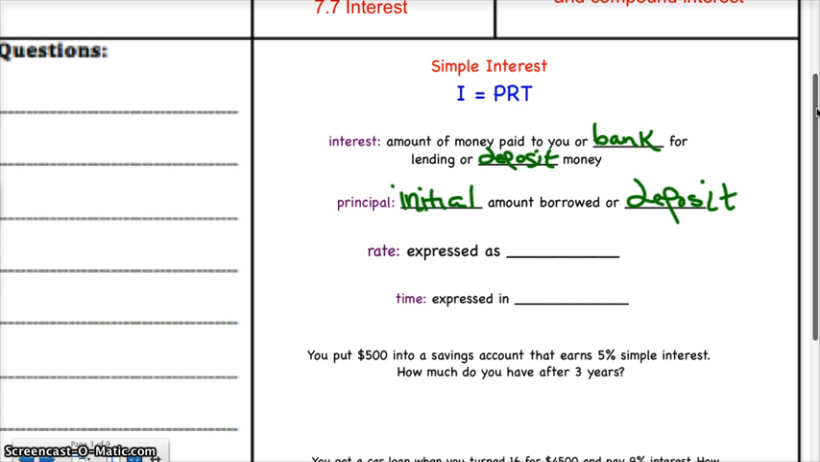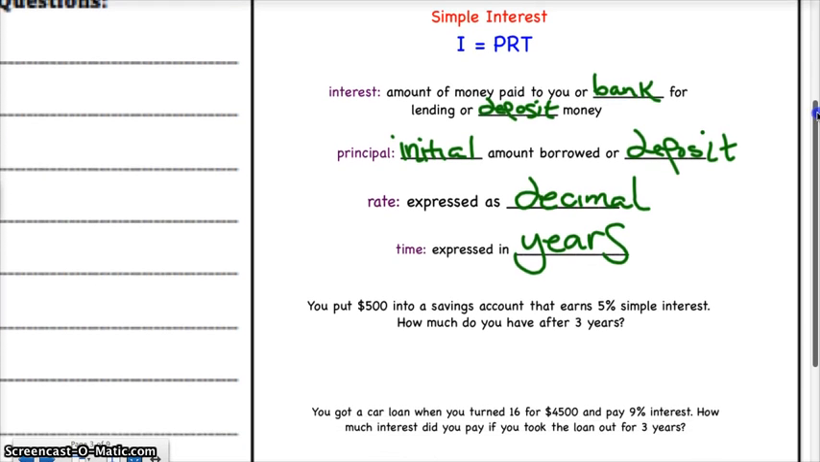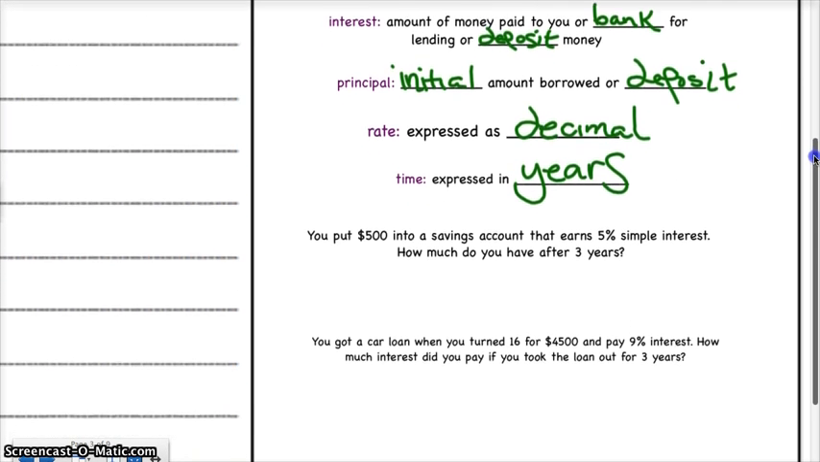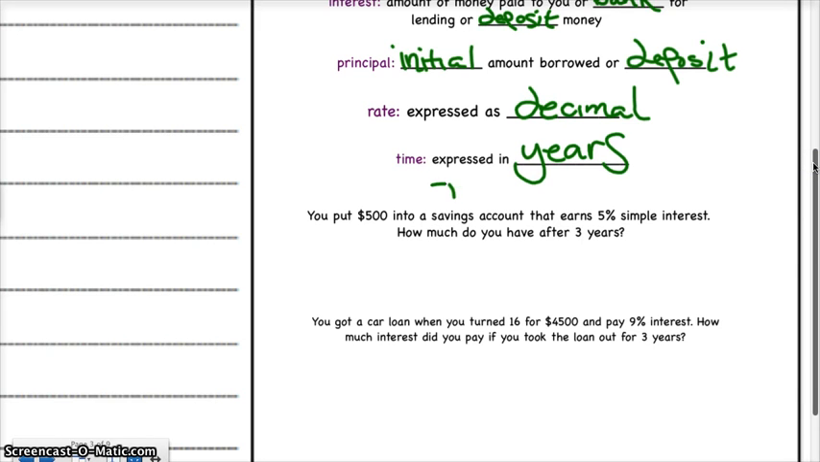Rate is expressed as a decimal, and time is expressed in years. That's very important vocab aligned with this last lesson. Now let's practice it. I equals PRT. That's what you need to know. I equals PRT.